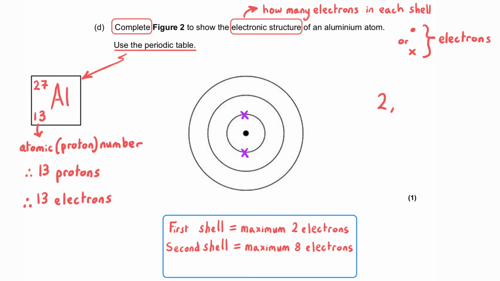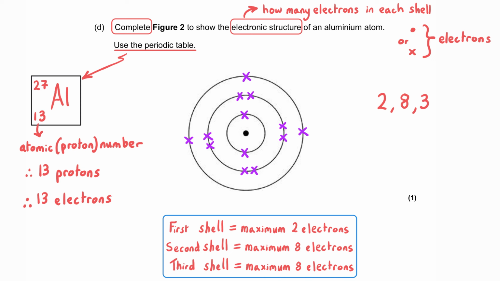This one has got a capacity of 8. And so 2 and 8 is 10. So we need to fill this shell as well. Once we've put our 10 into those two shells, that means we've got 3 left over. That goes into the next shell. So the outer shell of this element has got 3 electrons in it. And we find aluminium in group 3.